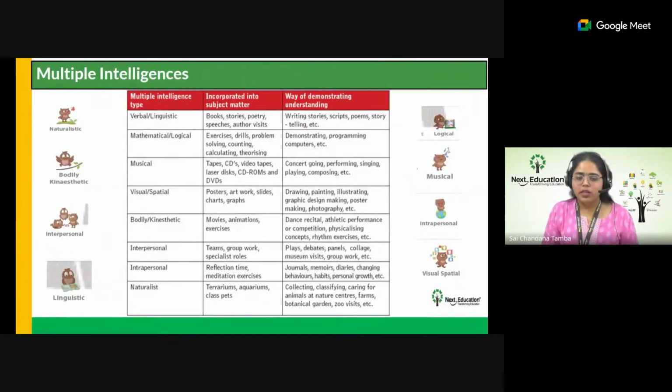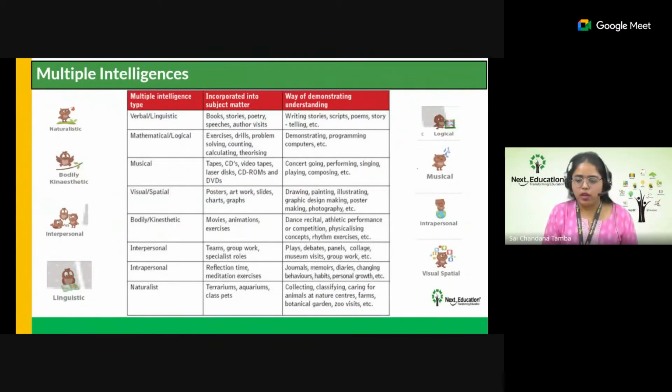Multiple intelligences is when you use multiple aspects, or you could say when you use your senses to learn things. This is generally applicable to lower grade students, for whom it is very difficult to understand concepts. When they use their senses to learn a particular concept, that is very useful for them, and it helps them grasp the concept very clearly.